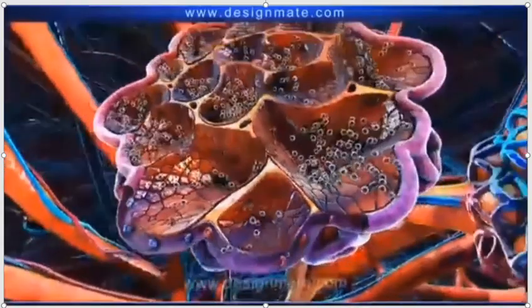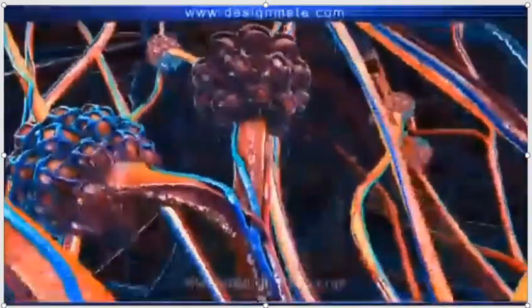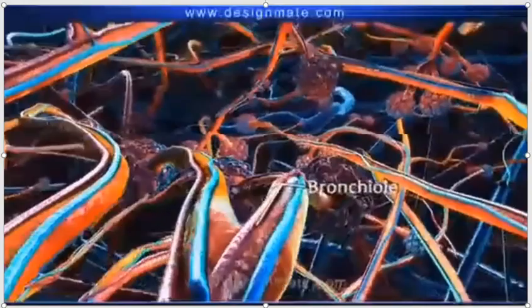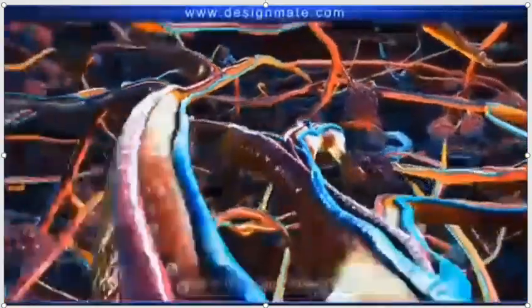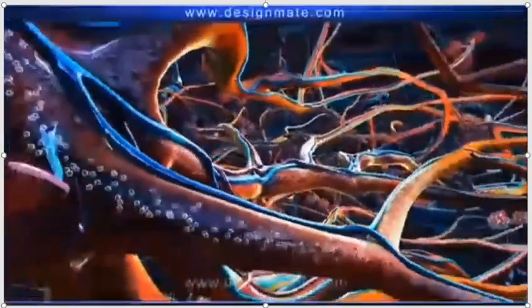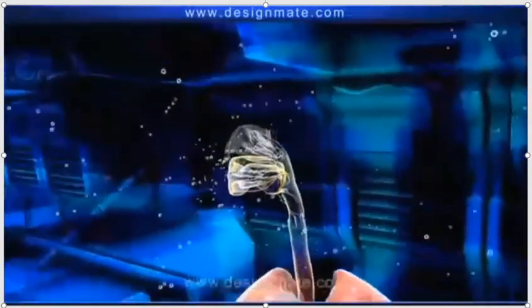And then from here it travels through the bronchioles into the bronchus, and then finally to the trachea, and then is breathed out through the nostrils.